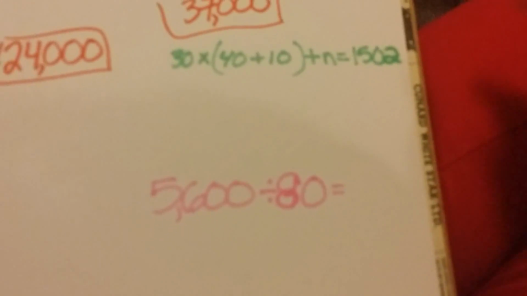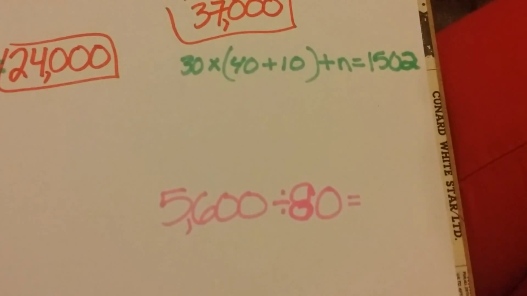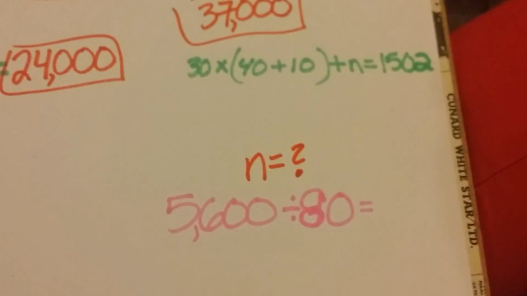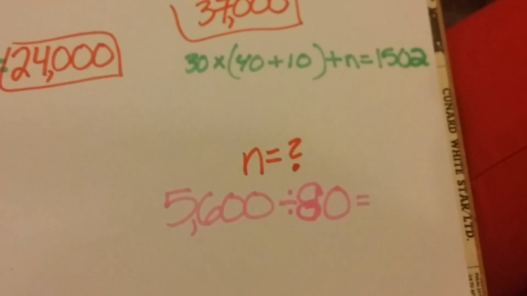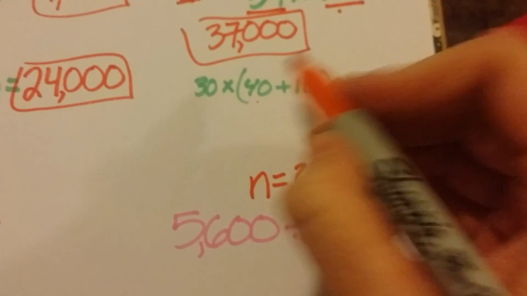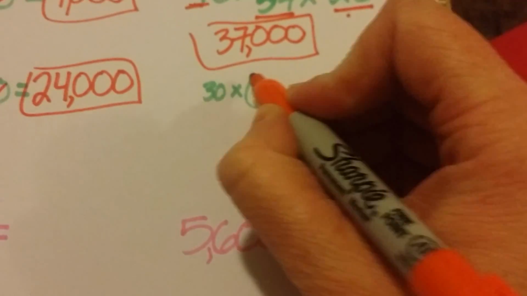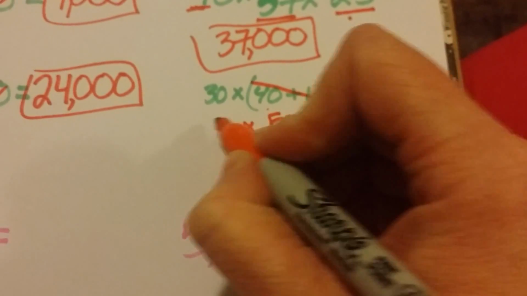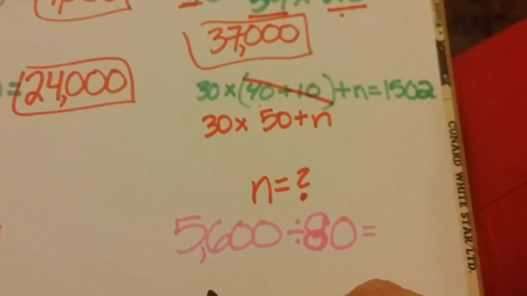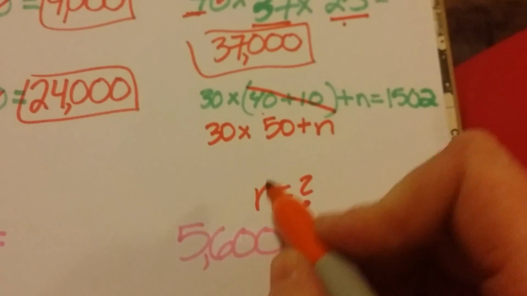Now, this one's just a little different because we're actually trying to figure out what the n equals. We don't know what the n equals, so we kind of have to work our problem. So you do what's always in parentheses first. 40 plus 10 is 50. Let's bring everything else down so we know what we're doing. Okay, then you do the multiplying.